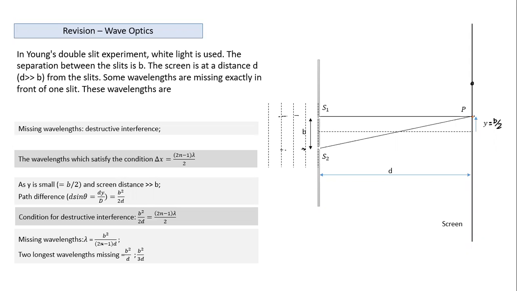For the second longest, we substitute n equal to 1, which gives this value, and for n equal to 2 we get this number. One by one, we can find which wavelengths are missing, depending on what is required: the longest one, the second longest one, the third longest one, and so forth. So this is the condition on missing wavelengths at a particular point on the screen when all wavelengths are present in the incident radiation.